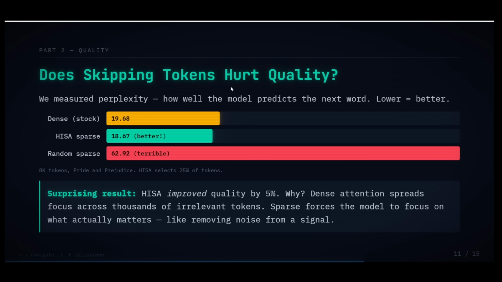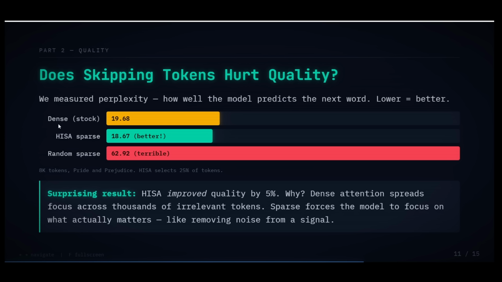So we had to test the quality as well, and we used perplexity. Perplexity is a standard metric for language model quality. It measures how well the model predicts the next word. So lower perplexity means less surprise, which means better predictions. So you're aiming for lower.